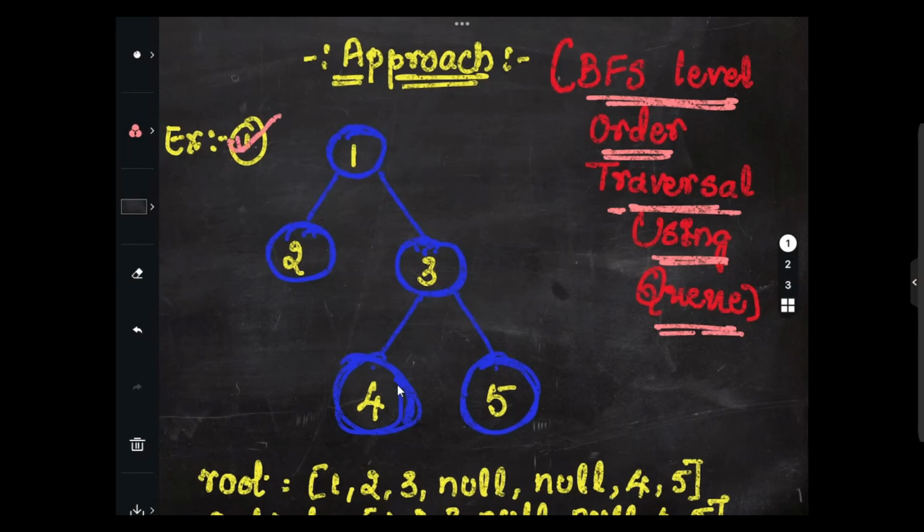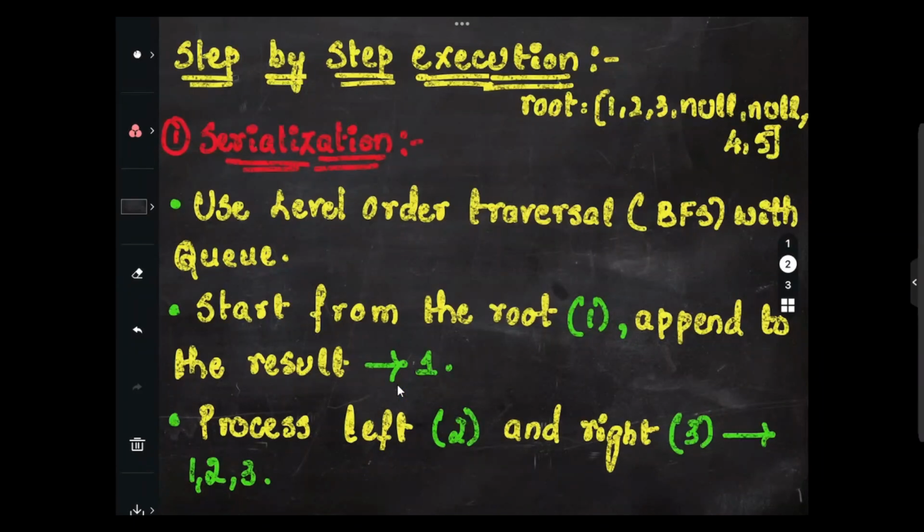I have considered the same first example that they have given in the question. We have already discussed this. As we are serializing and deserializing, whatever input we give, we need to get the same output. I hope this is clear. So let's move on with the step-by-step execution.